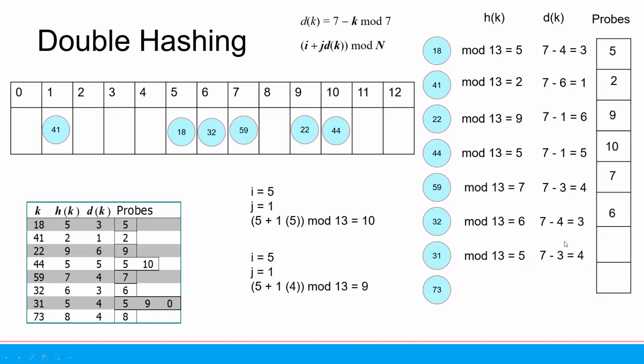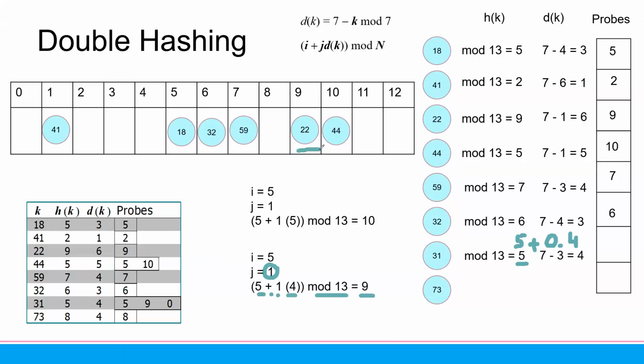I think this is not 4. Oh, yeah, this is 4. So we can have 5. This is i. And then j, if it is starting with 0, then multiply by 4. 5 plus 0 is 5. And then j, if it is 1, then 5 plus 1 multiplied by 4 mod 13, and the result is 9.